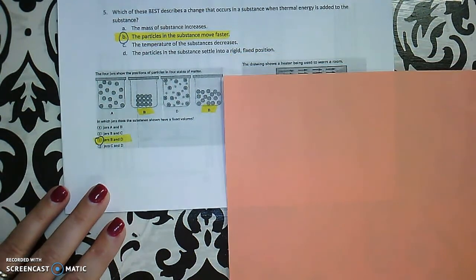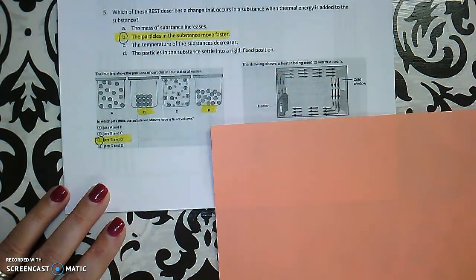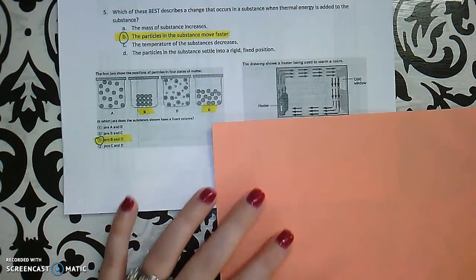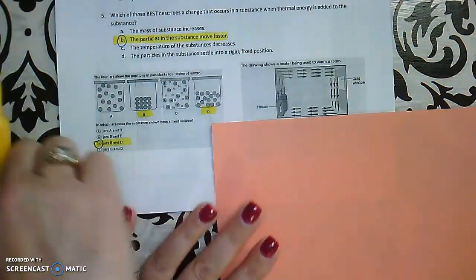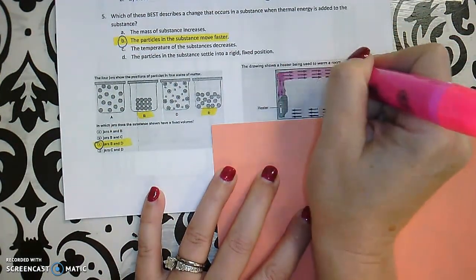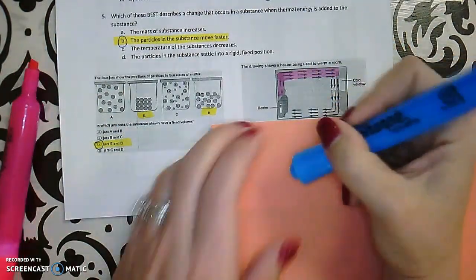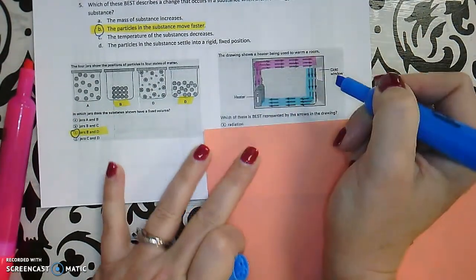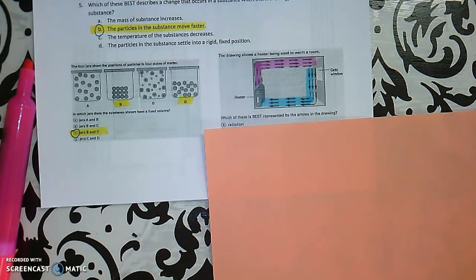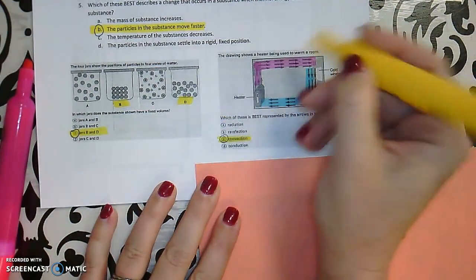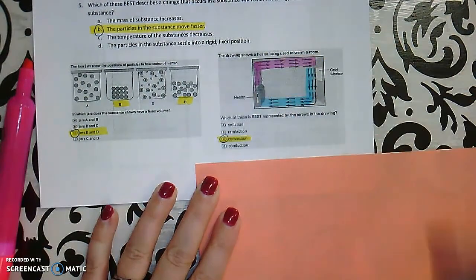Number 7. The drawing shows a heater being used to warm a room. So we have the heater here, and we have a cold window here. So if we want to use our highlighters, we have heat coming up, and then we have cold coming down. So which of these is best represented by the arrows of the drawing? That is going to be convection. Warm air rises, cold air sinks.